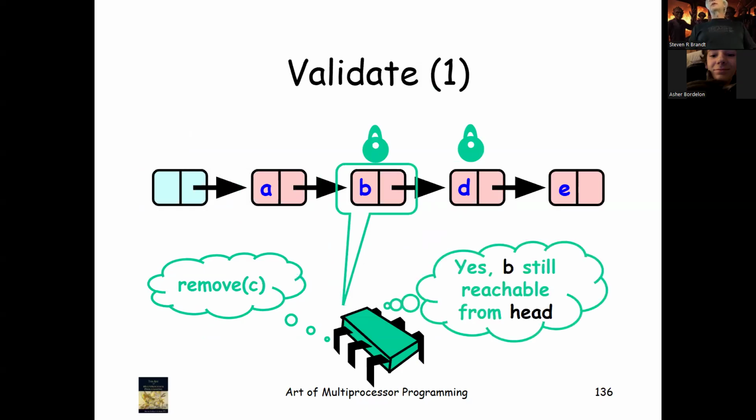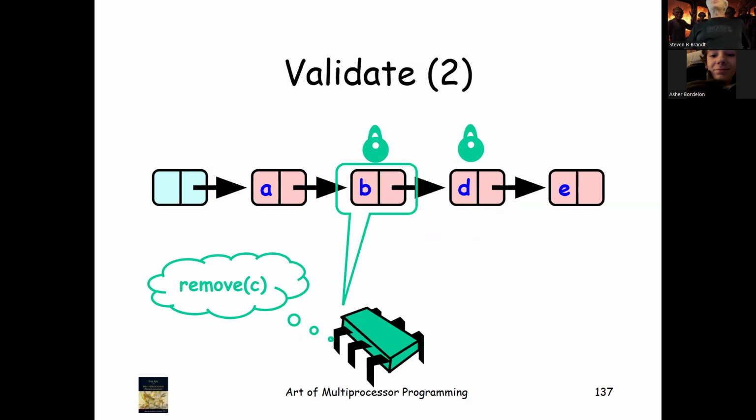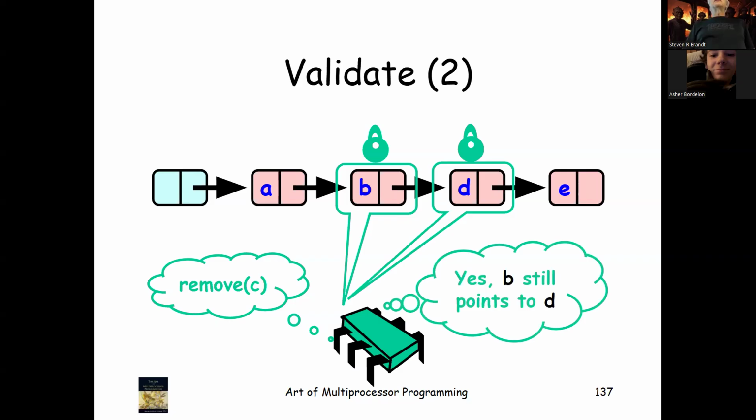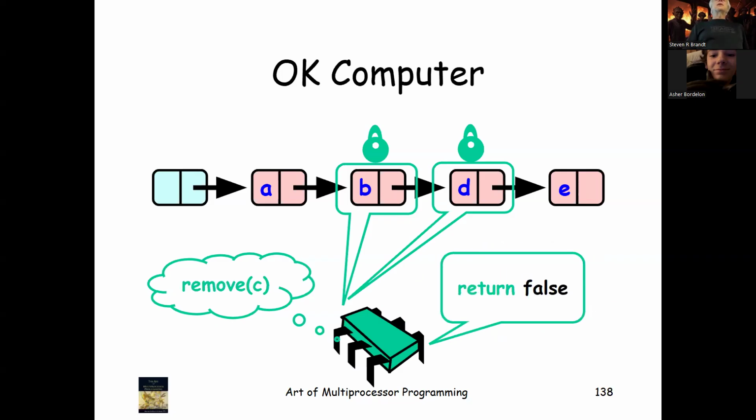And B is still reachable from the head. So he's checking that. I wouldn't have checked at this point. I would have just bailed for this particular thing. If I'm not actually modifying the list, I don't think I would have to check. I don't believe it's strictly necessary. But for removing C, I'm going to check that B still points to D, and it's still reachable, and so I can return false. I can't remove it because there's no C.